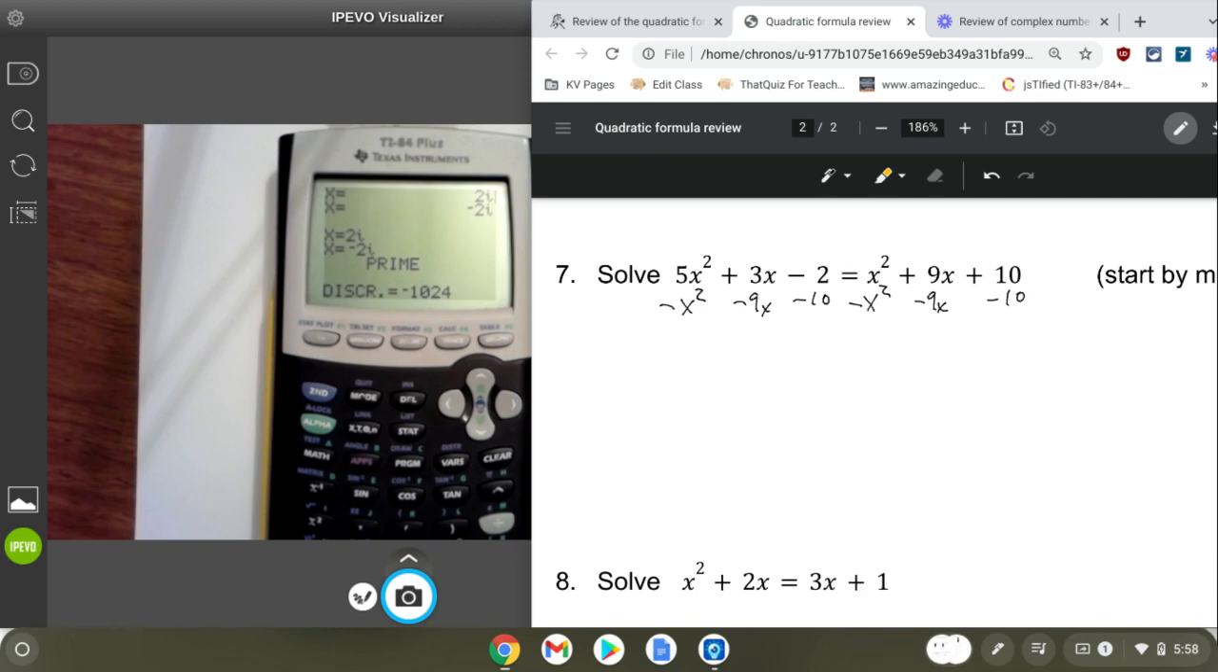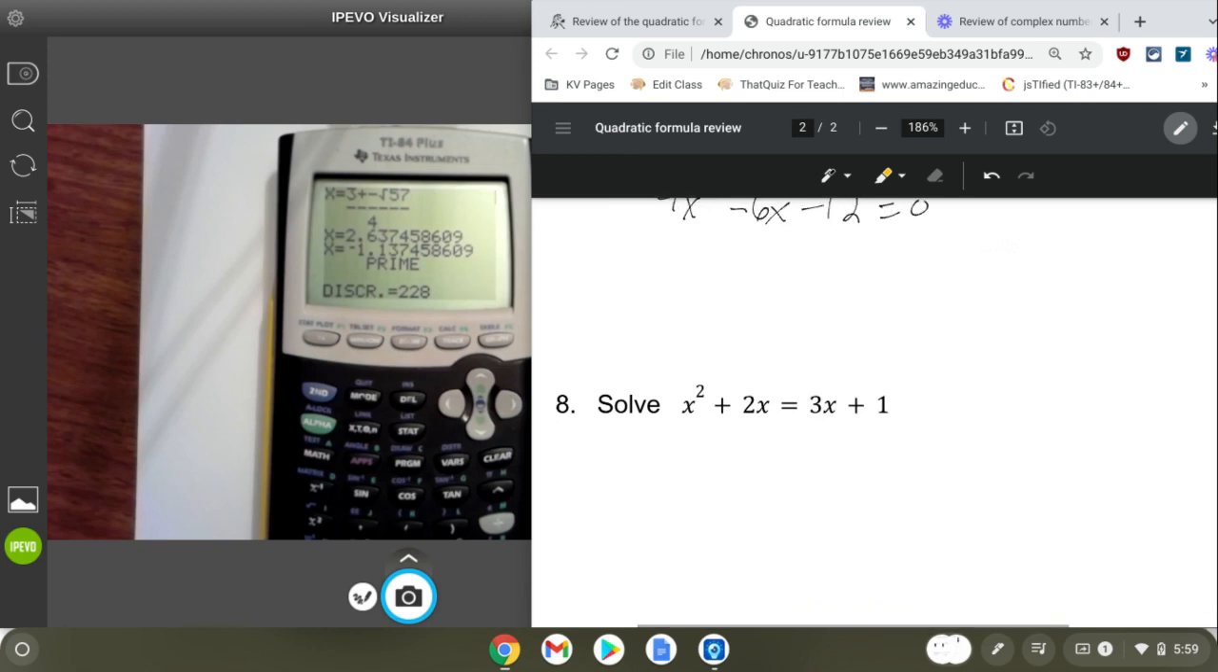All right, so on the left-hand side, 5x squared minus x squared is 4x squared. You get -6x, and then -12. There you go. And then you could run the program. Okay, 4, -6, and -12. There we go.